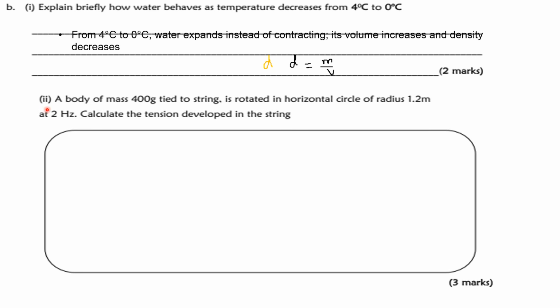A body of mass 400 grams tied to a string is rotated in a horizontal circle of radius 1.2 meters at 2 hertz frequency. You need to identify what these are. This is mass in kilograms, it's just 0.4. Divide this by 1000. This is radius, and that's frequency. Calculate the tension developed in the string.